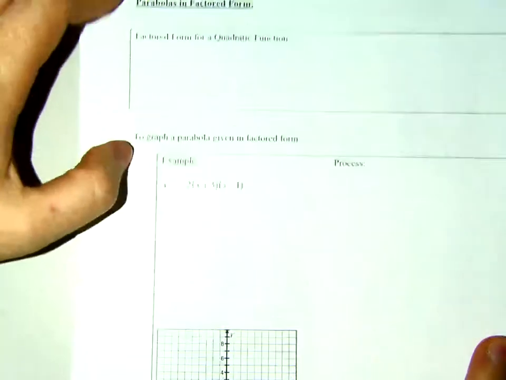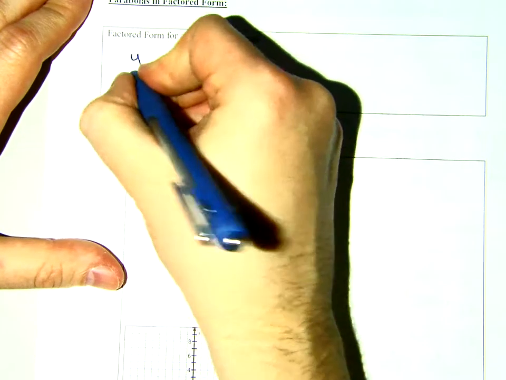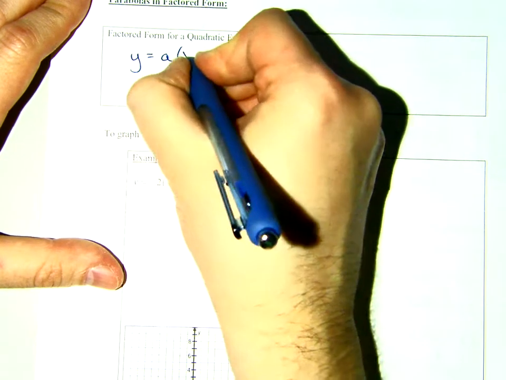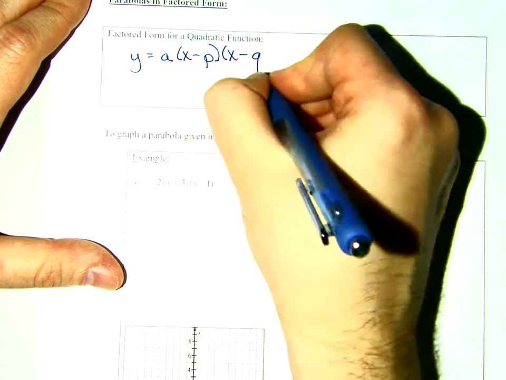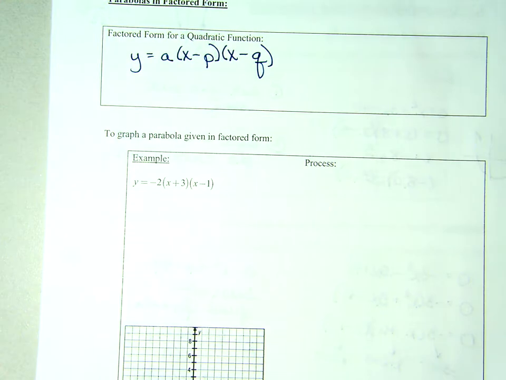We need to talk about what is called factored form for a parabola. Factored form looks like this: y equals a times (x minus p) times (x minus q). Factored form for a parabola.